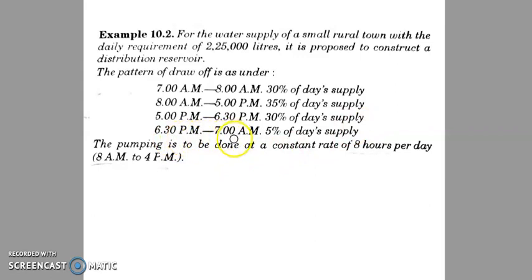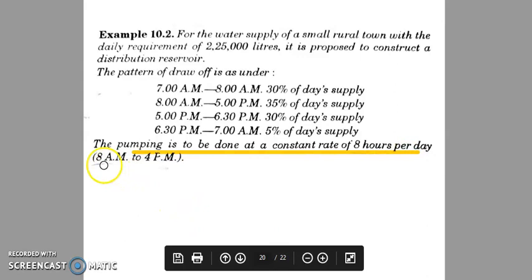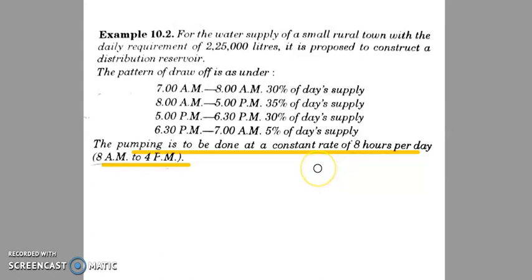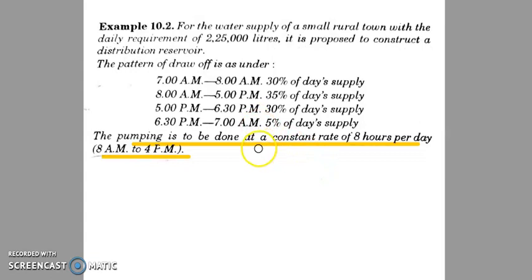6:30 p.m. to 7 a.m. next day morning, 5% of the daily supply. So these are given in terms of percentage of the daily supply, right? And then how the pumping is done is not like the earlier problem where 24 hours pumping is there. Here the pumping is done at a constant rate of 8 hours per day, 8 a.m. to 4 p.m., right? So this will be similar to the second example which I have told you in the master.